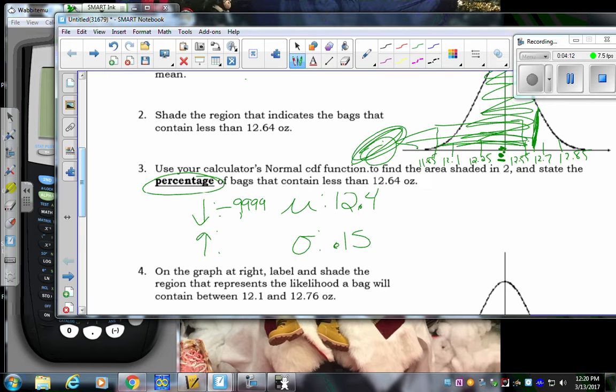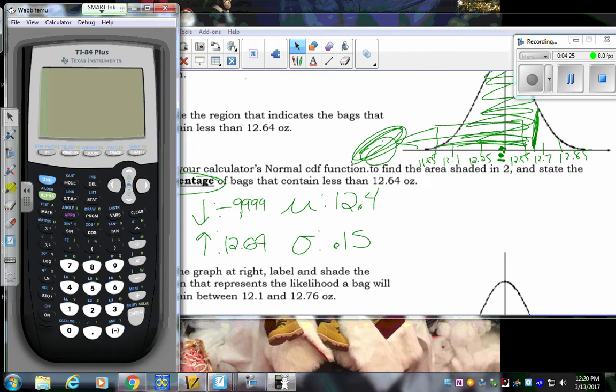Okay. Yes, I realize my comma's in the wrong spot. The upper boundary is 12.64. So what I'm saying is, hey, find the area from this negative 9,999 up until the 12.64. So how do we get that area? In your calculators, first turn it on, and you can jot down the steps even if you don't have your own calculator.